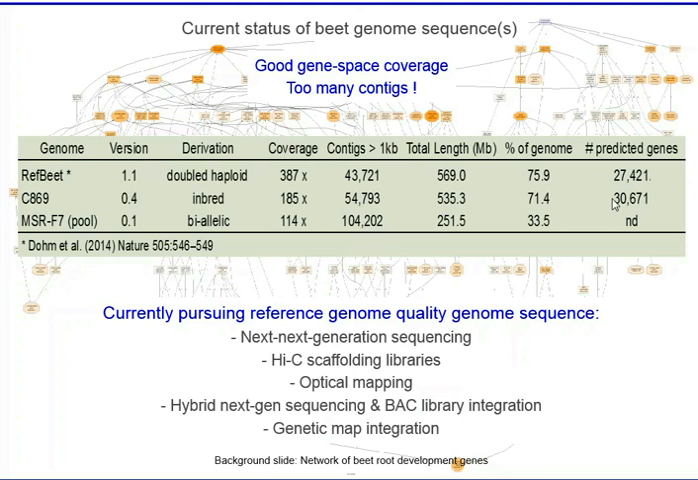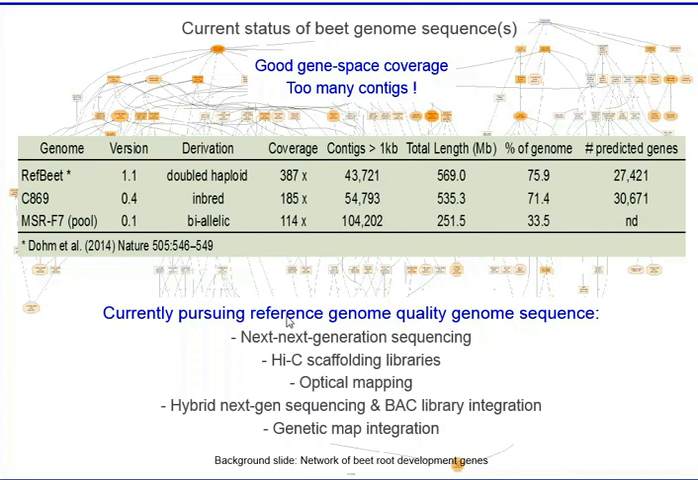So just to give you a current status of the beet genome sequence, we basically have about 27 to 30,000 genes in that range. So we think we have good gene space coverage, but we have way too many contigs. Here are some different lines that have been sequenced to various depths using various ways. This is really quite an interesting challenge, to assemble a genome. This first one, RefBeet, has been published as of last year. Too many contigs, so it's very difficult to associate a contig with a chromosome. And there's reasons for that.